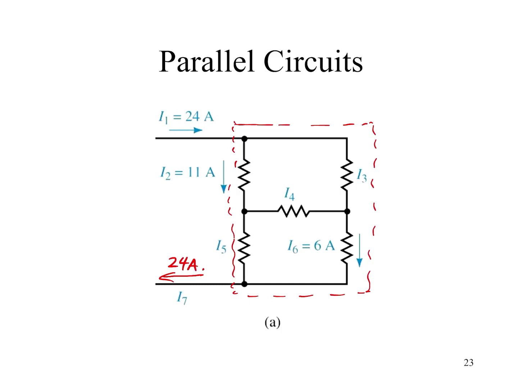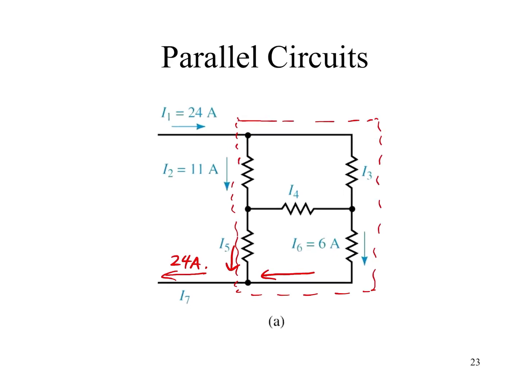Okay, so now we have I7 exiting. That means you've got 6 amps and 5 amps, and I5 entering. So the result is going to have to be 24 minus 6 to give you I5. That's going to have to be 18 amps. With this being 18 amps and this being 11 amps entering, we know that I4 has to be the remainder of those amps, and that's going to have to be 7 amps. So 11 plus 7 gives us 18.